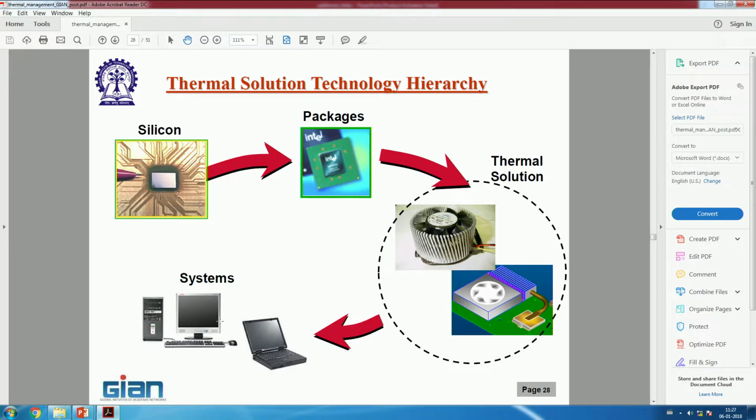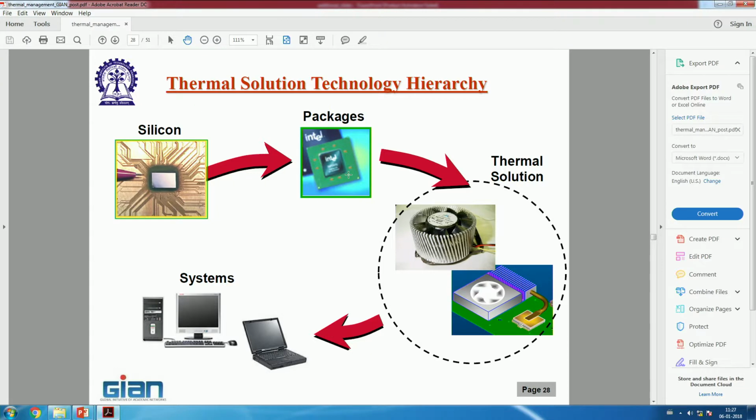And then when you come to the system level, apart from the CPU and the die only, you will have several other challenges to take care of. We will talk about that. And so, it is no longer a CPU centric cooling.